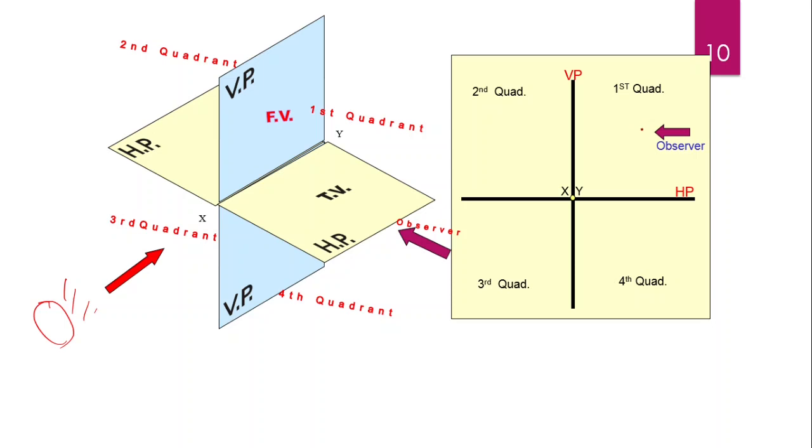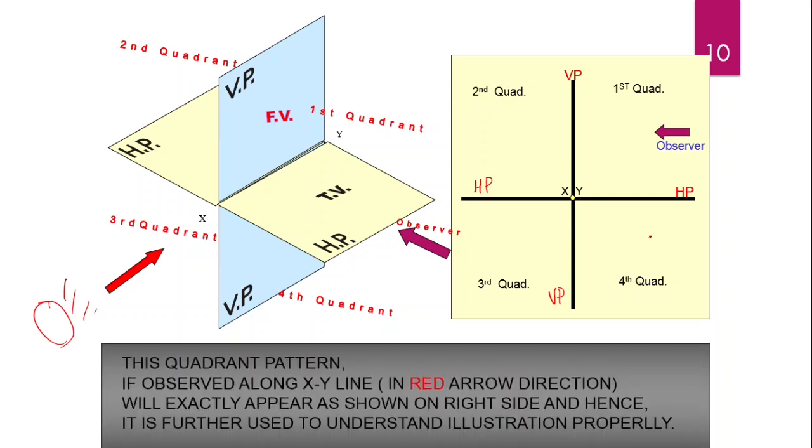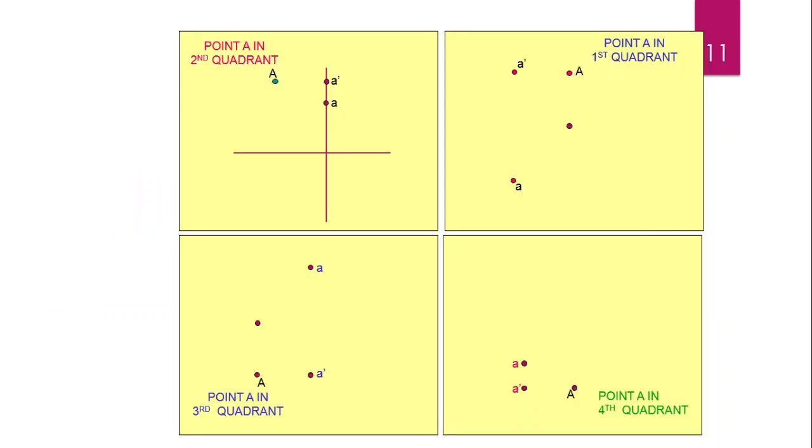Then this is the coordinate system view of the first quadrant, and this is the coordinate system view of the second quadrant, and this is the coordinate system view of the third quadrant, and this is the coordinate system view of the fourth quadrant. And we can represent the first quadrant as XY line, above XY line VP, below XY line HP.